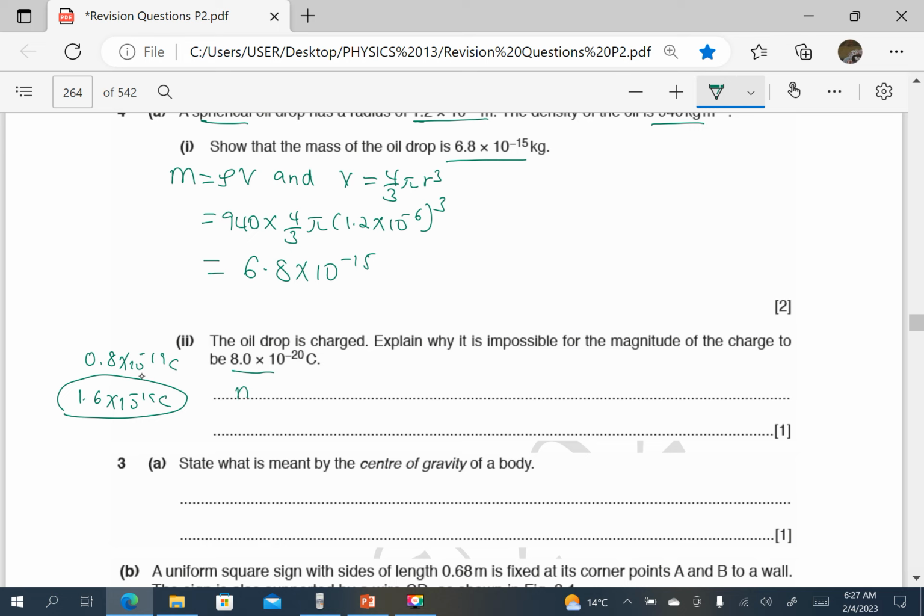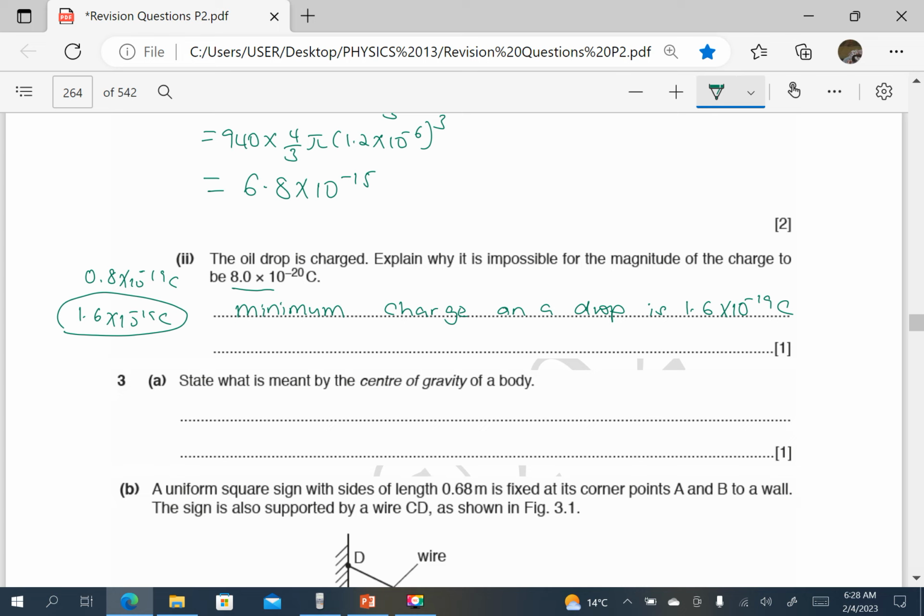So you can say the minimum charge or the smallest charge or the elementary charge on a drop is 1.6 times 10 power negative 19 coulombs. So it is impossible to have such a charge according to Millikan's experiment that we saw in A level.